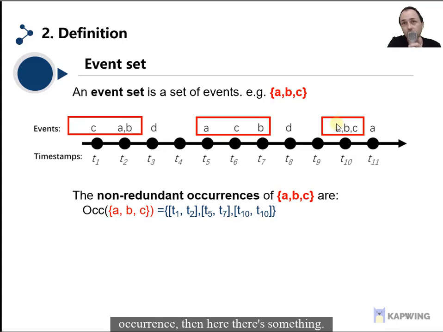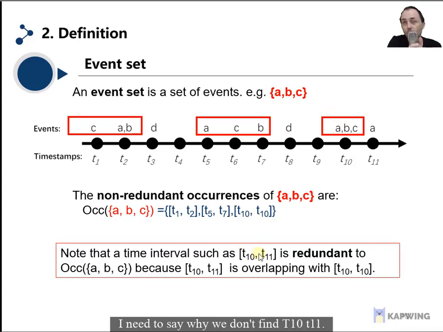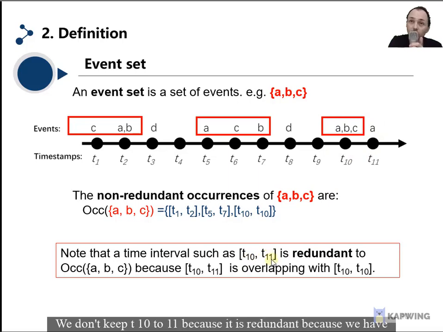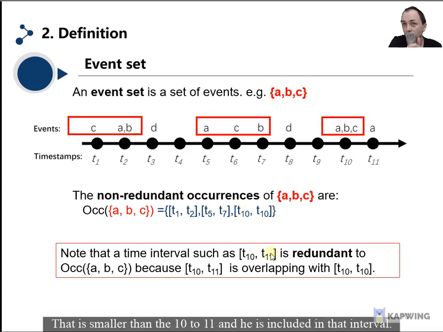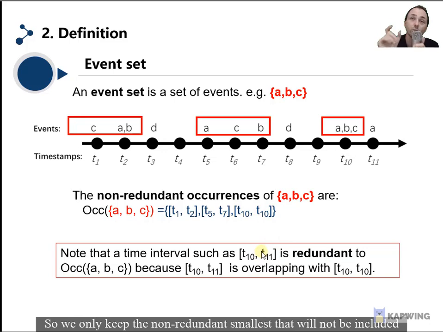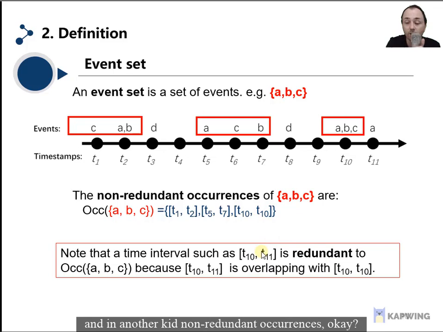Then there is something I need to say. Why don't we keep T10 to T11, for example? We also have ABC in the time interval T10 to T11. We don't keep T10 to T11 because it is redundant: we have another time interval, T10 to T10, that is smaller and is included in that interval. So we only keep the smallest, non-redundant occurrences that are not included in another.